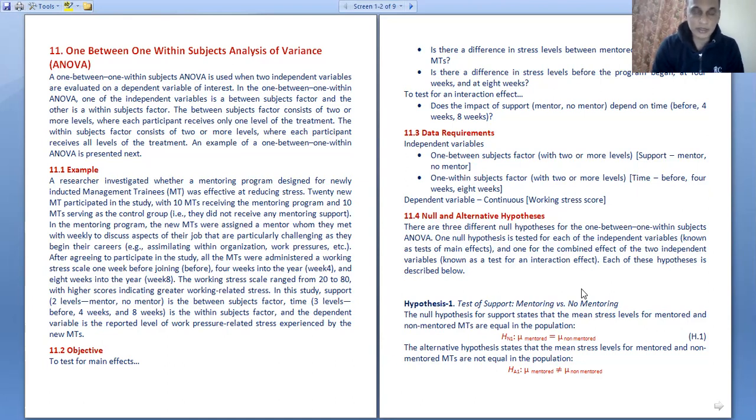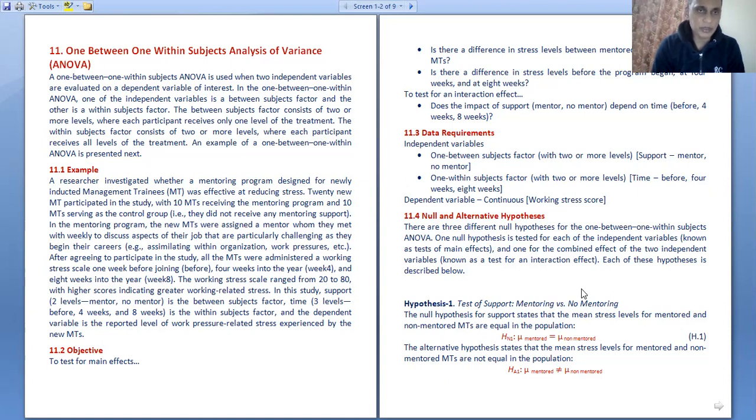So here the example is a researcher who is investigating whether a mentoring program designed for newly inducted management trainees was effective at reducing stress. We have 20 new management trainees participating in the study, with 10 management trainees receiving the mentoring program and the remaining 10 not receiving the mentoring program. That is, they are the control group.